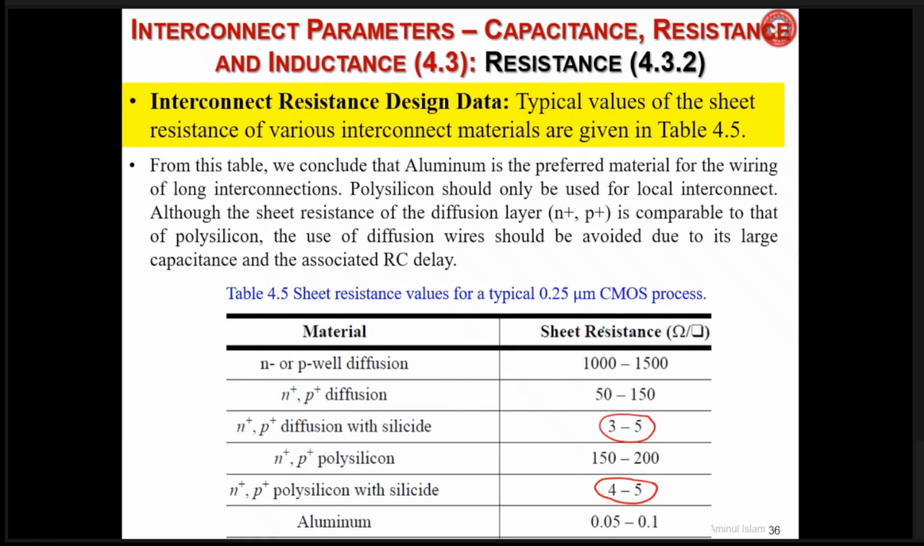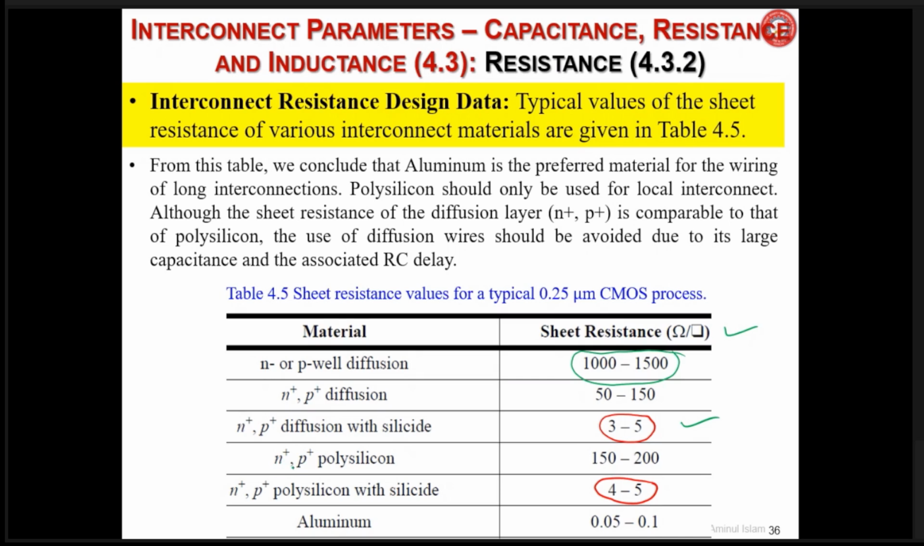So sheet resistance for different materials like N or P well diffusion, you have 1000 to 1500 ohm per square, which is P-type substrate, or N-well it is talking about, because it is lightly doped. N plus, P plus, that is for NMOSFET or PMOSFET, sheet resistance is 50 to 100 ohm per square. N plus diffusion with silicide, it is 3 to 5 ohm per square.